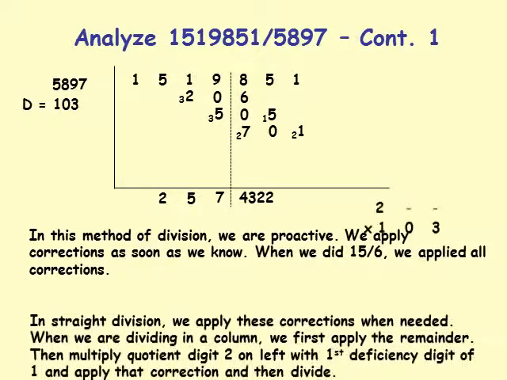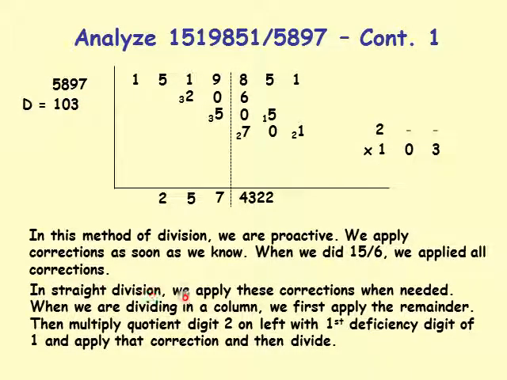Okay, let's continue here. In straight division, we apply these corrections when needed. When we are dividing in a column, we first apply the remainder, then multiply the quotient digits. When we are in this column here, the quotient digit 2 is the quotient digit to the left of this column. With the first deficiency, there's only one digit here, so we multiply that with the one digit of the deficiency, apply corrections and then divide.